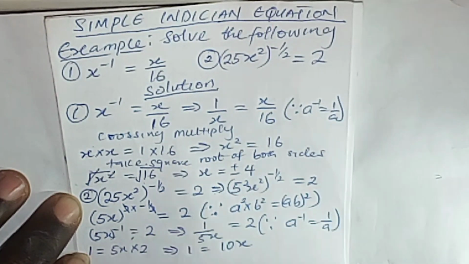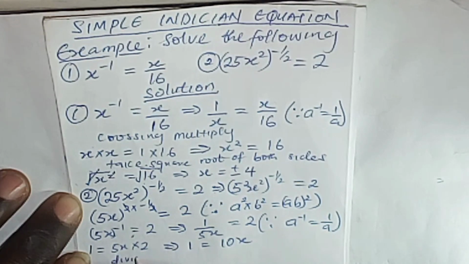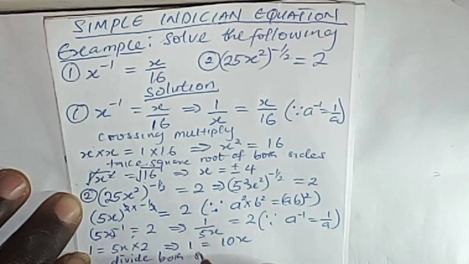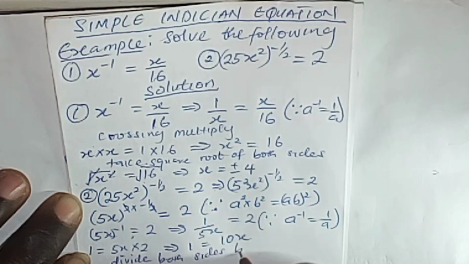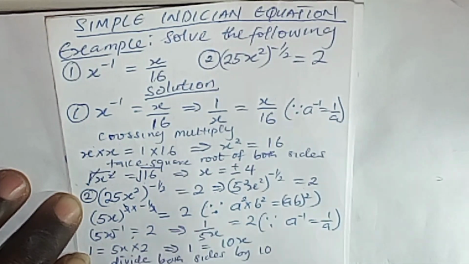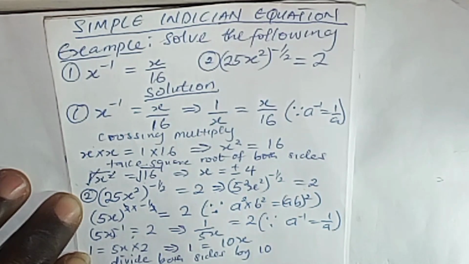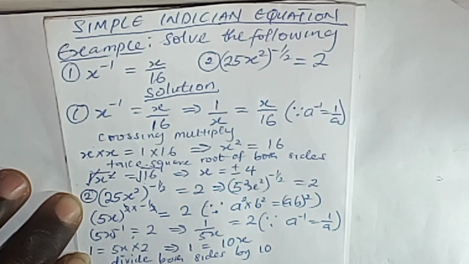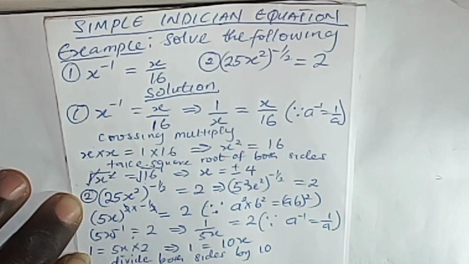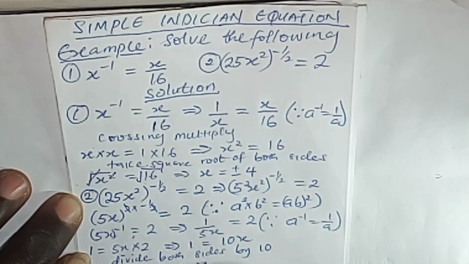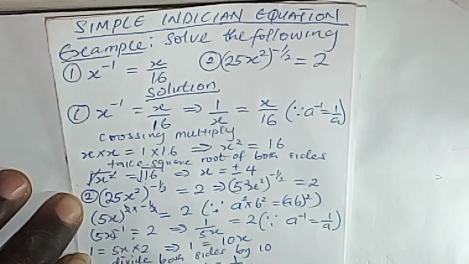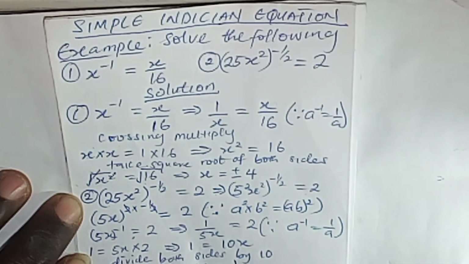So from here, to get the value of x, we have to divide both sides by 10. Therefore, we have 1 all over 10, the same thing as 10x all over 10. As you can see, this 10 will cancel this 10. Therefore, our x is the same thing as 1 all over 10. So this is our final answer.